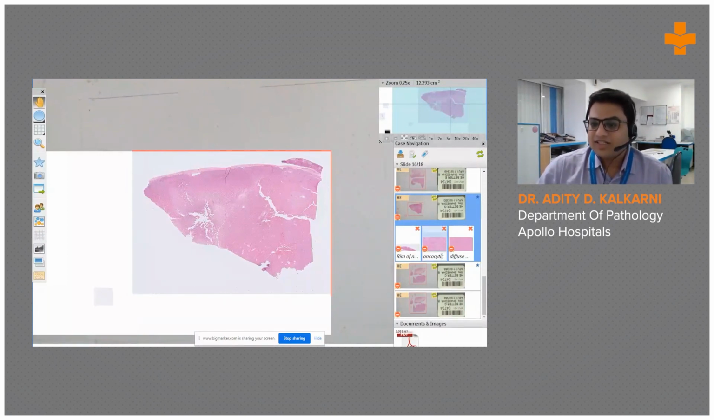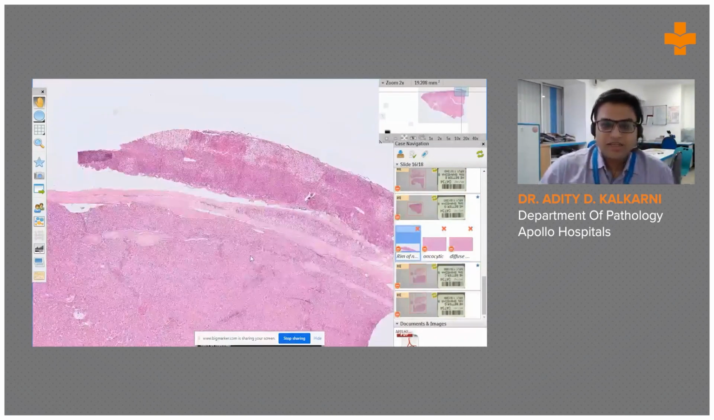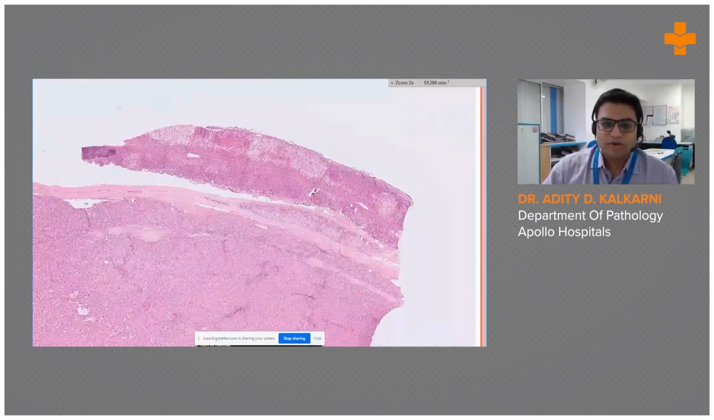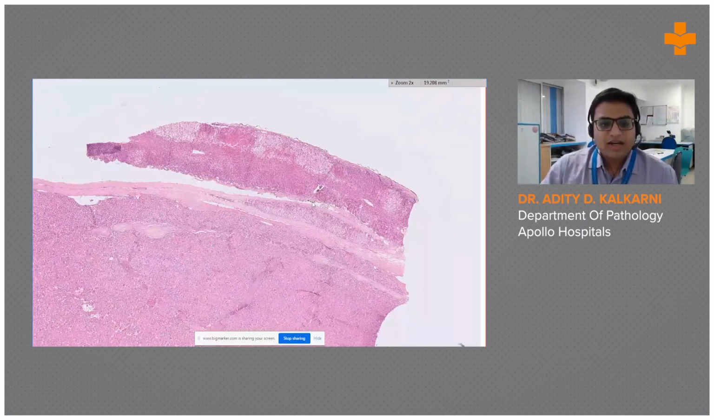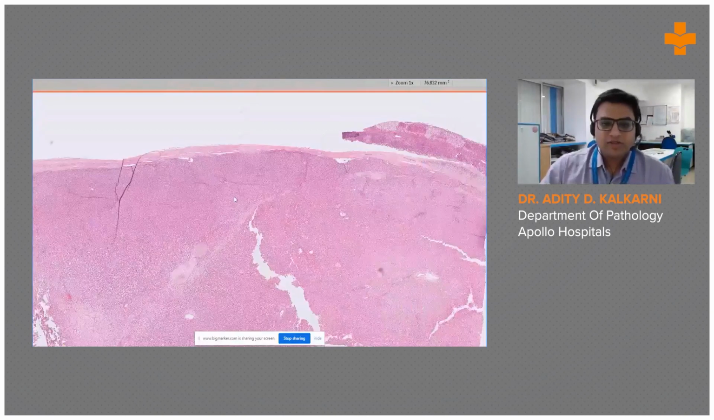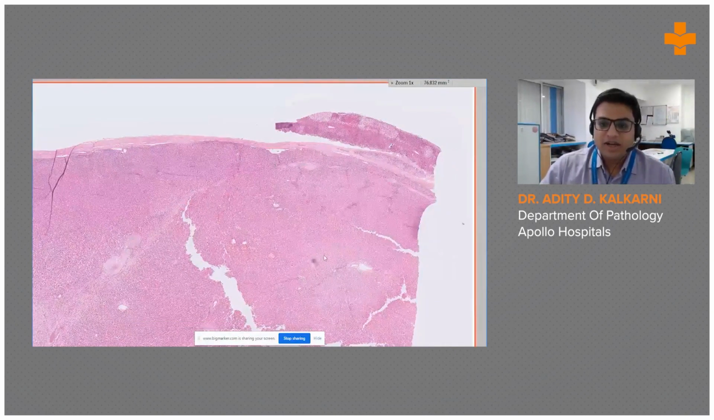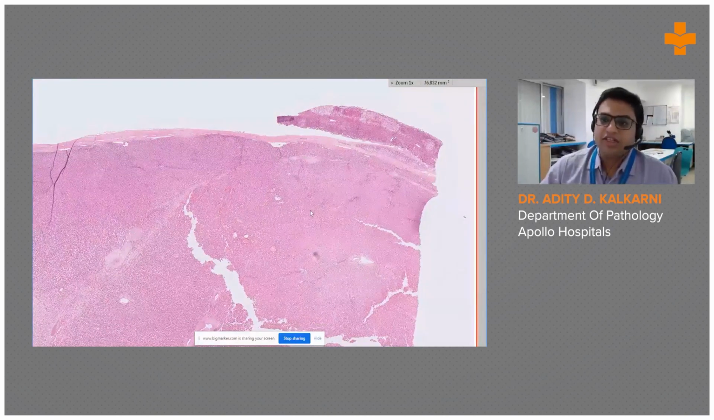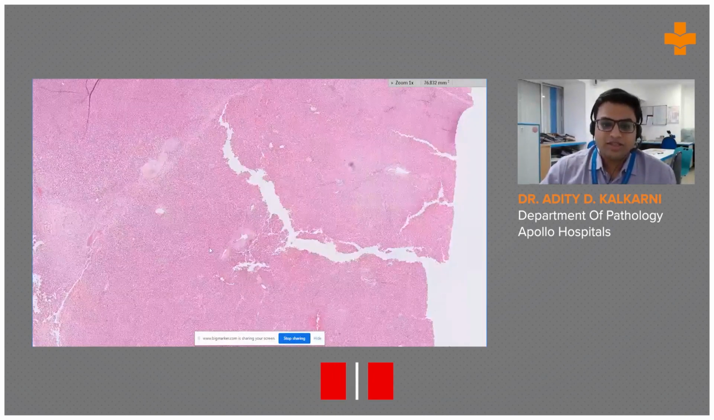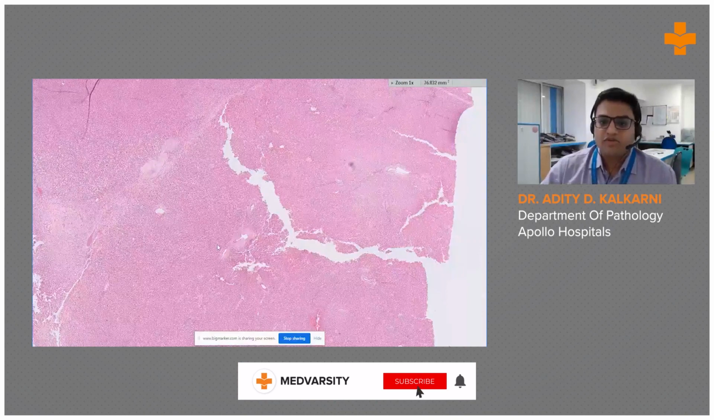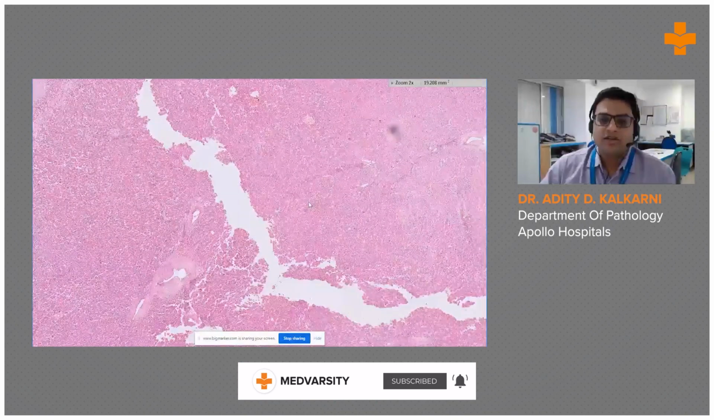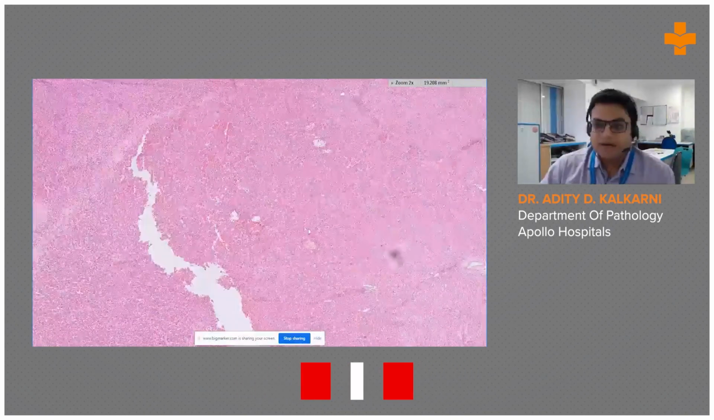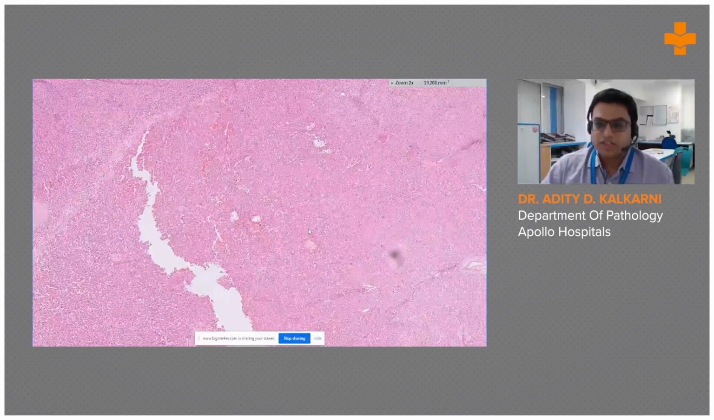And you can see the entire section here, it's on 0.25x zoom. And here straight away you can see that there is a rim of normal appearing thyroid, sorry, adrenal. And as far as the tumor is considered, it is fairly circumscribed and it is encapsulated. And even at this magnification of 1x, you can see that the tumor is diffusely composed of a single type of cells. There are no other patterns as such, it's just a diffuse architecture.